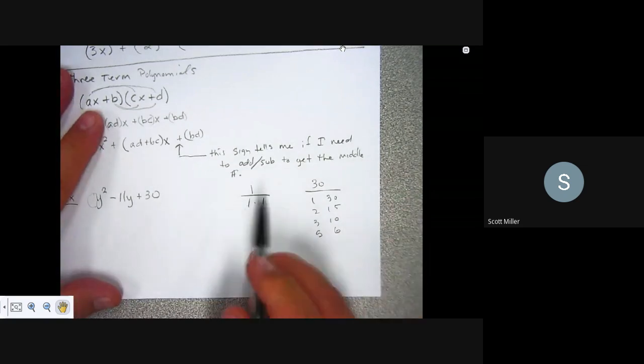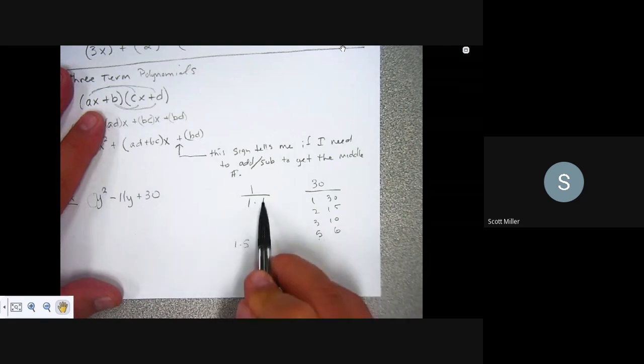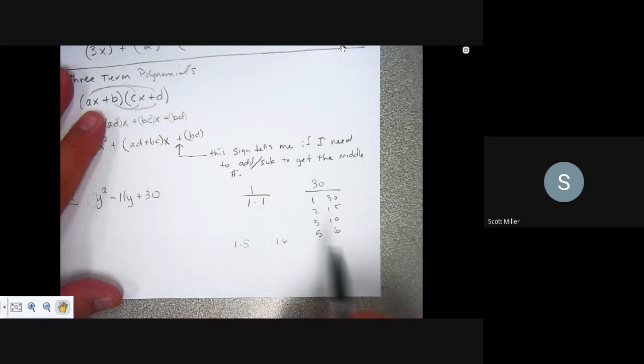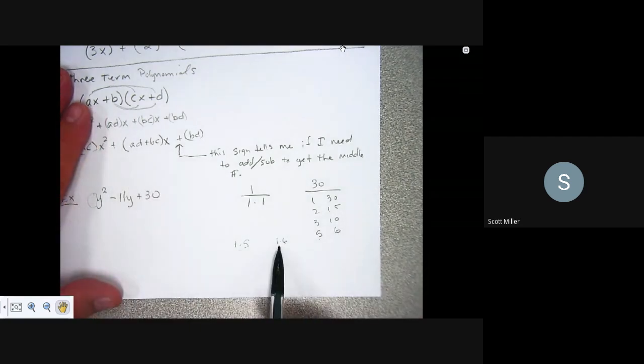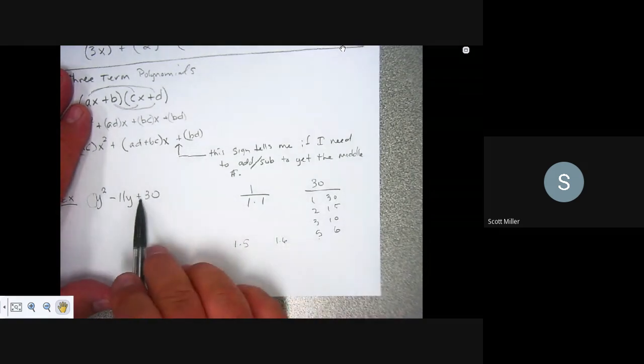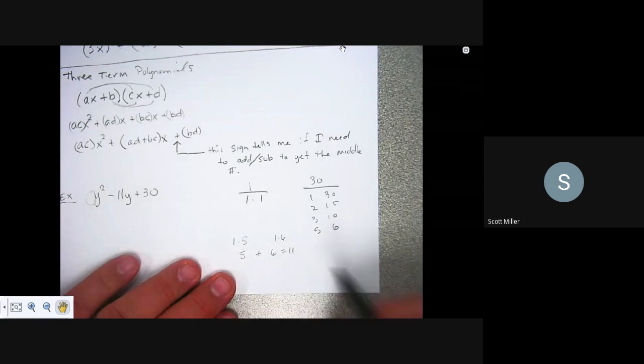So we know I'm going to take one of these. If I take the bottom, it's going to be 1 times 5, 1 times 6. So that's AD and BC. That's what I just did. I need to add to get 11. This is a 5. This is a 6. If I add them, I get 11, don't I? So we have found it.